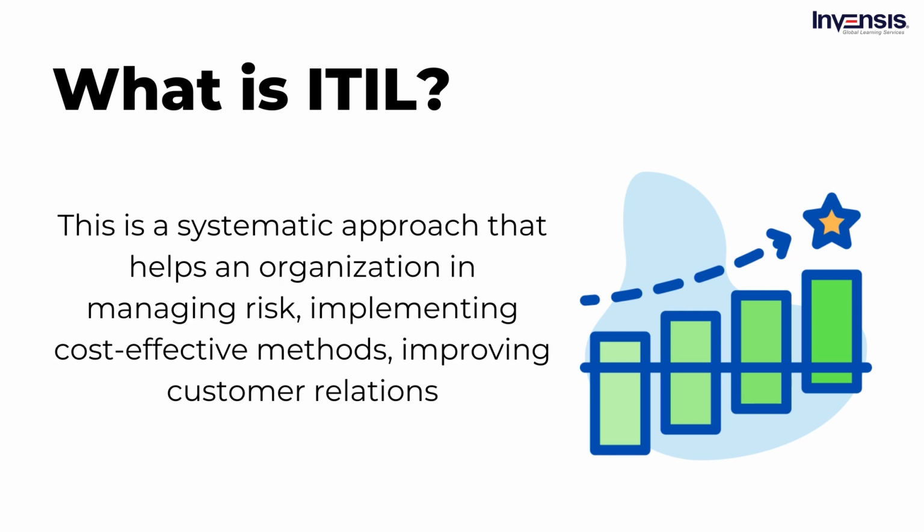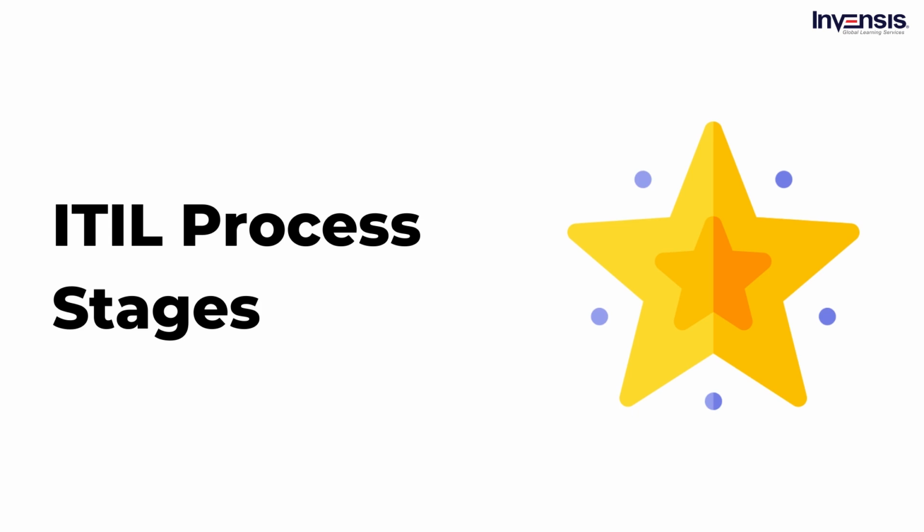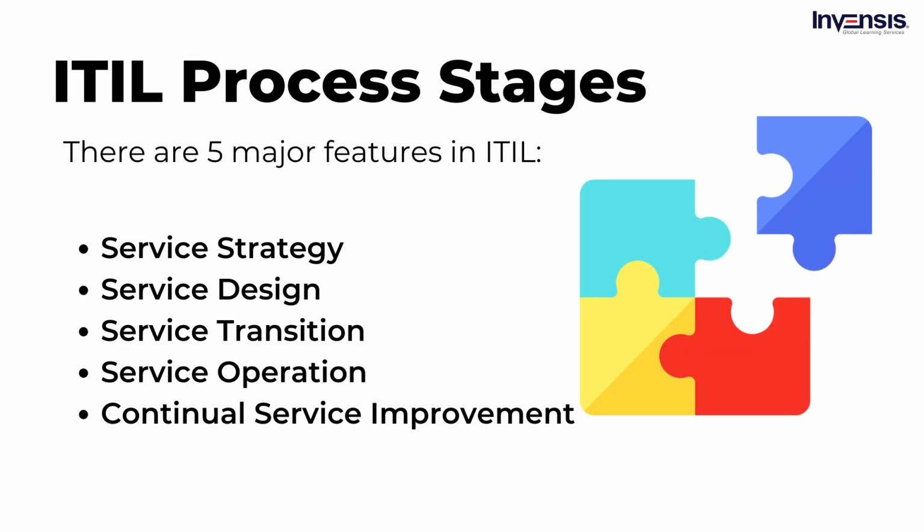All these eventually result in building a stable IT environment for your business. Till now, we have seen the introduction of ITIL, and now we will start with the process stages of ITIL. ITIL includes 5 process stages, and these are also known as the key features of ITIL. Those are service strategy, service design, service transition, service operation, continual service improvement. So let us understand these features in detail.